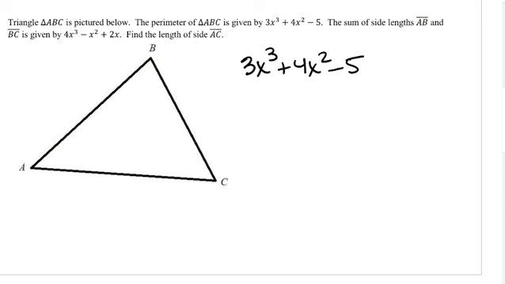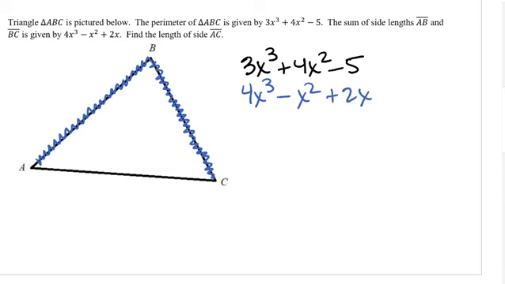And the sum of AB and BC, so that's this length that I'm putting blue squiggly lines over, is 4x to the third, negative x squared, and positive 2x. And so we want to know what AC is. So to get AC, what I'm going to do is subtract the two sides from the total perimeter.